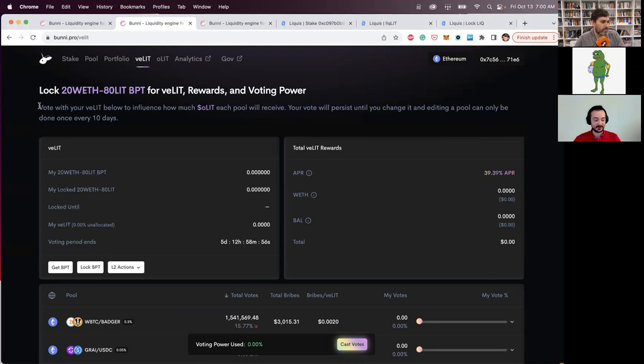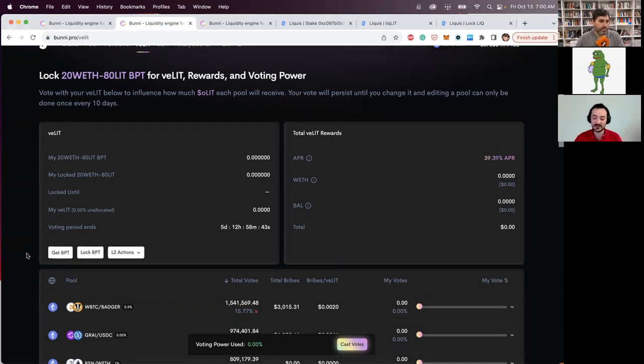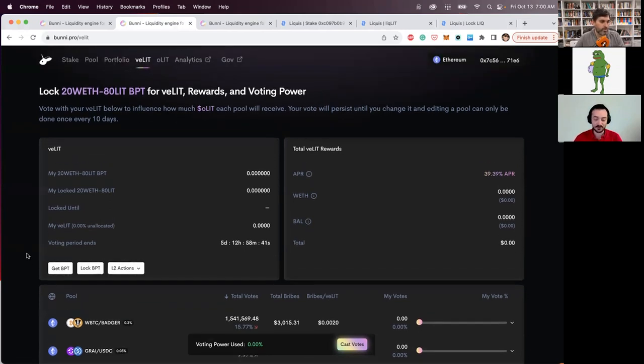The way you get VLEAT is you participate in a Balancer 80-20 position. You can do it with the lock BPT buttons. I don't think it makes sense to do it now. I think it makes more sense to have an overview of what VLEAT does, because it's very obvious through here.